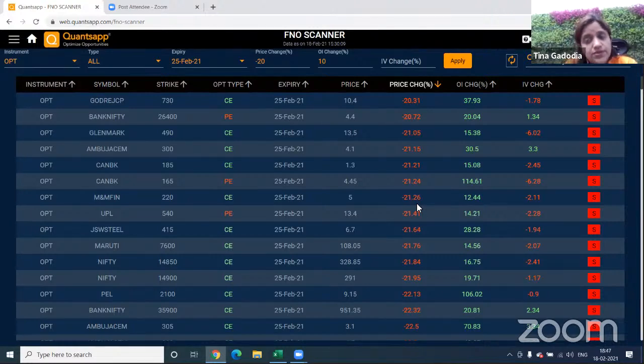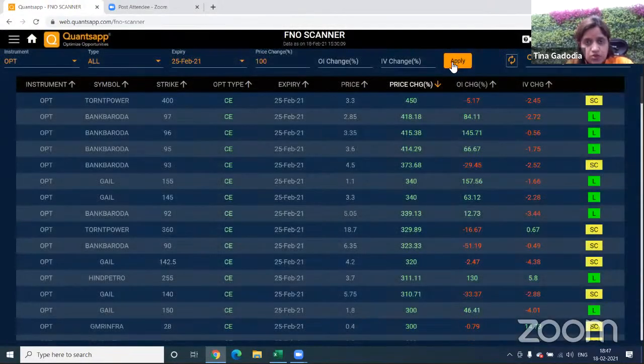So FnO scanner comes in handy when you want to do your customization. Customization in terms of, tell me which are the options where the prices were up by 100% today. So I do just 100%, irrespective of OI change. So Torrent Power, Bank of Baroda, GAIL, then HPCL were the few options. You have long, short covering, you can see here.